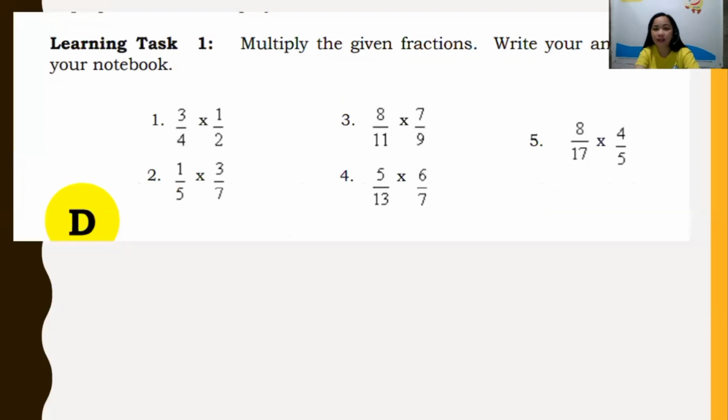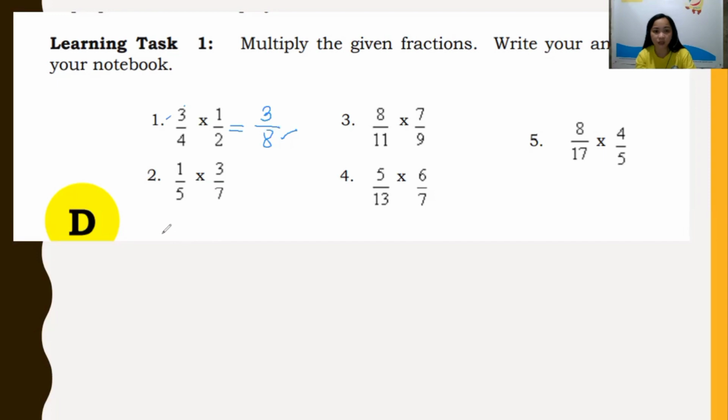So now we have here learning task number 1. This is just to identify if the students already have knowledge on how to multiply fractions. Let us try this number 1. So number 1 is 3/4 times 1/2. As we have read a while ago, multiplying fractions is just simply multiplying the numerators and multiplying the denominators. Now let's multiply the numerators. We have 3 times 1 is 3. Then 4 times 2 is 8. So therefore the answer is 3/8. Just simply multiply the numerators.